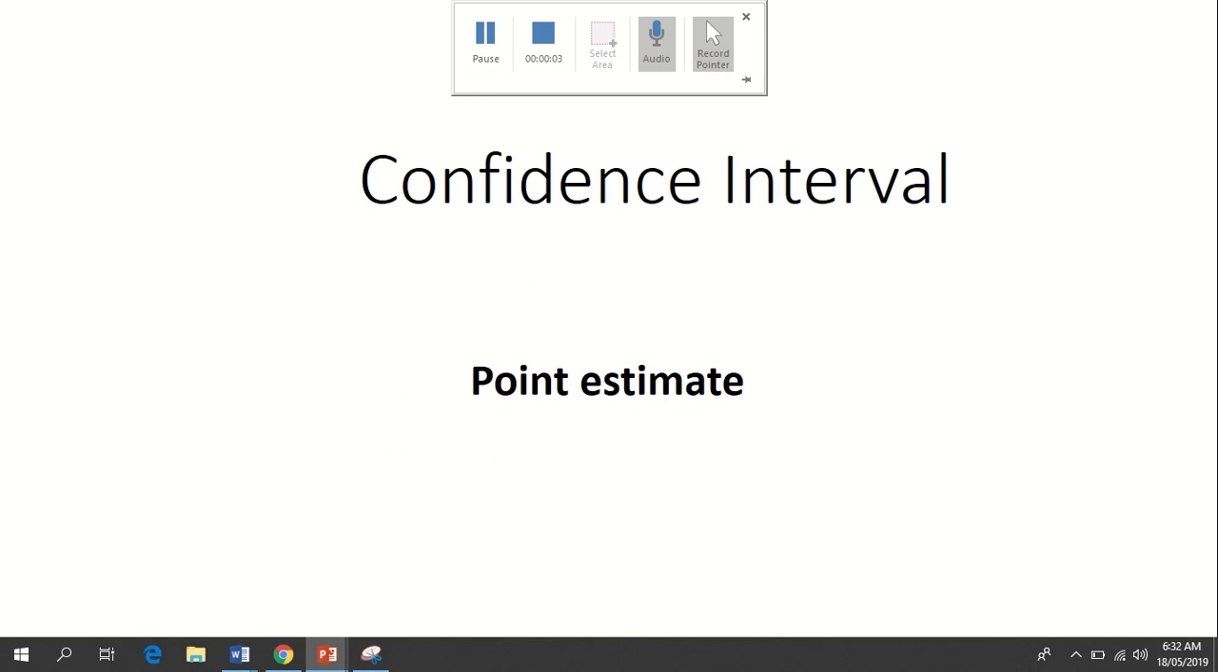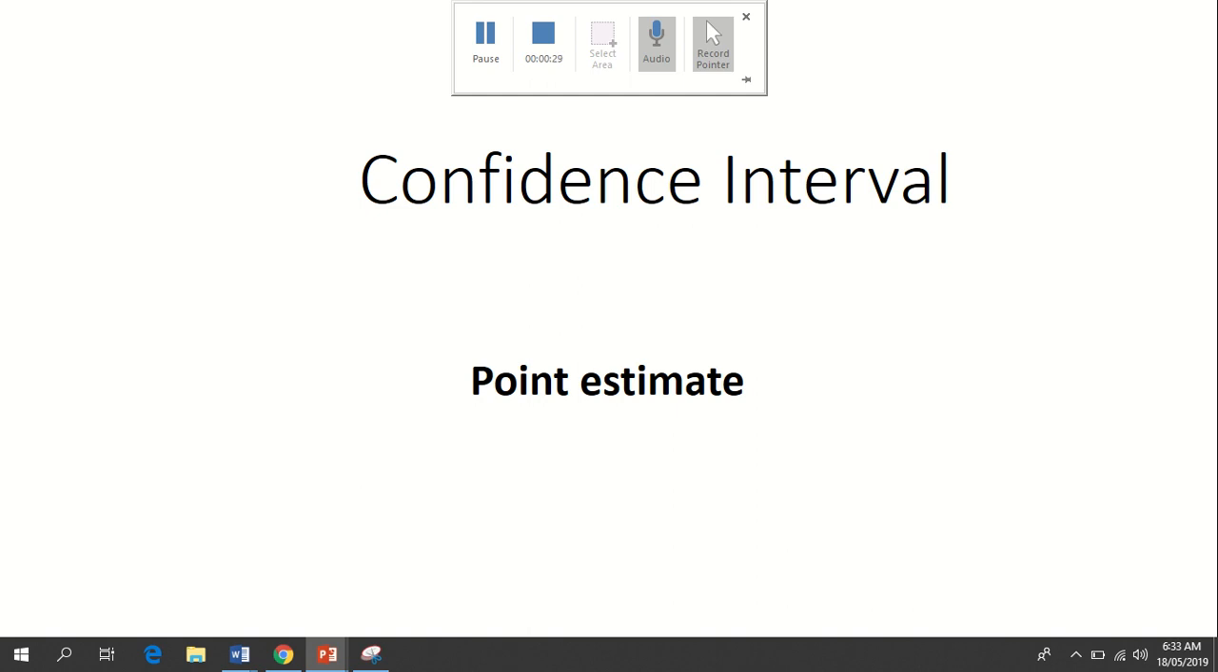The topic under discussion today is confidence interval. Before discussing confidence interval, there is one thing that I would like to remind you, and that is to revise normal distribution, because you cannot understand confidence interval without understanding normal distribution. So, before we start discussing confidence interval, let's talk about point estimate.